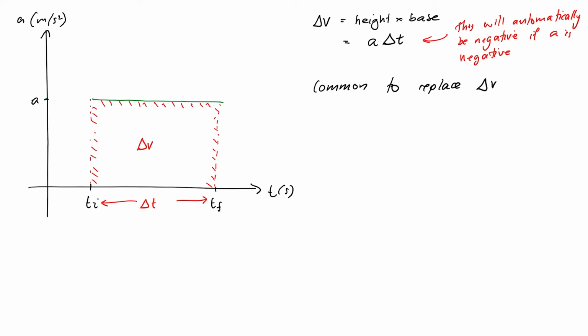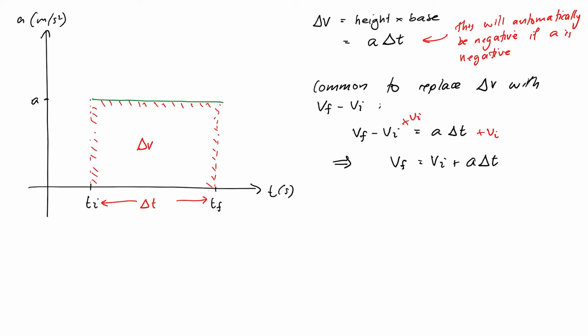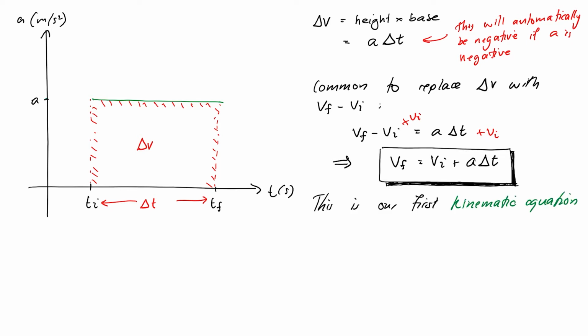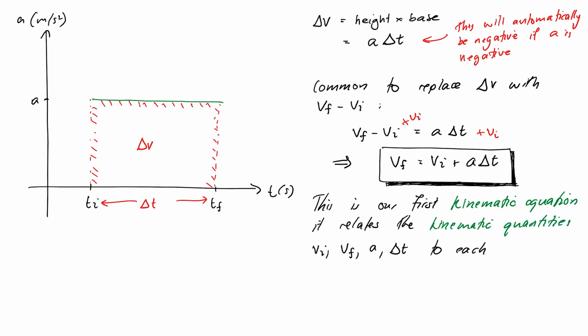Now, it's more commonly expressed by replacing delta v with vf minus vi and rearranging it. So that would be vf minus vi is a delta t, and if I just add vi to both sides, that will give me vf equals vi plus a delta t. Okay, so in this equation, it relates four kinematic quantities, that's Vf, Vi, a, and delta t, to one another. If you know three of those, you could use that equation to find the other one.